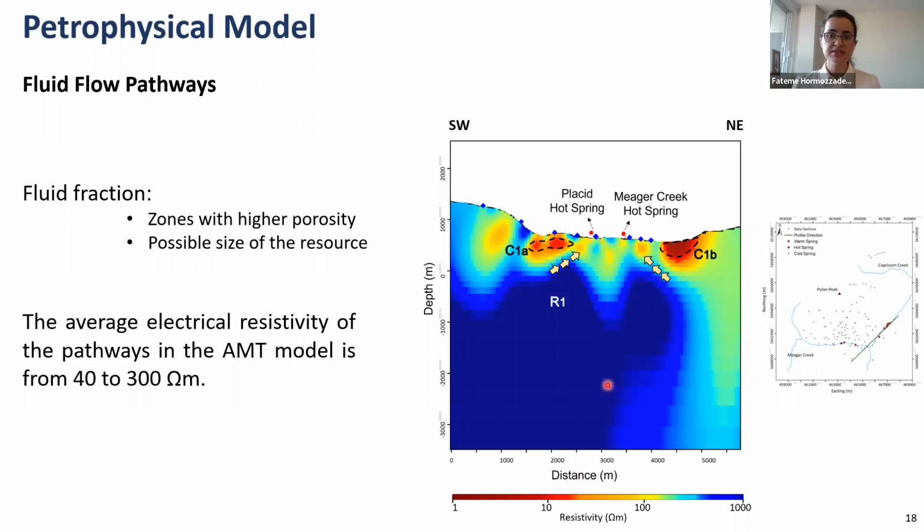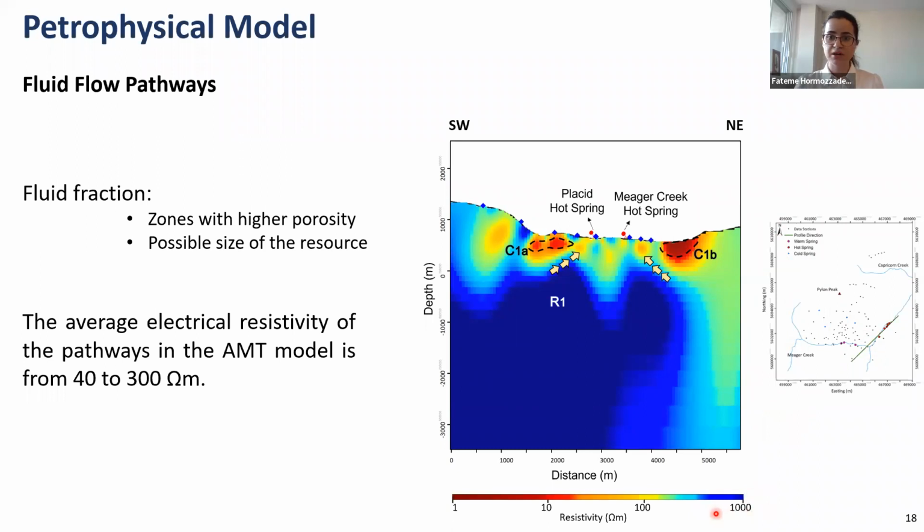So this plot shows the model structures. This is another plot of another section of the model. It's along the Meager Creek, its southwest northeast profile, which has some of the major hot springs in the area, the Meager Creek hot spring and the Placid hot spring shown here.